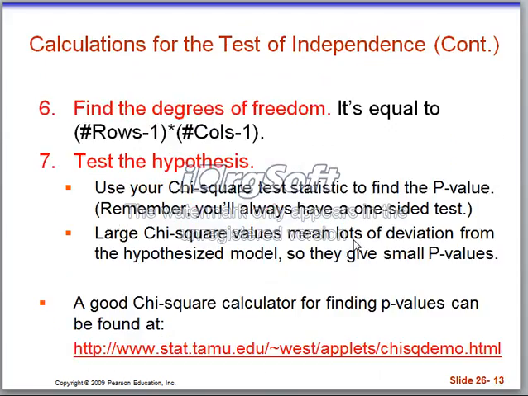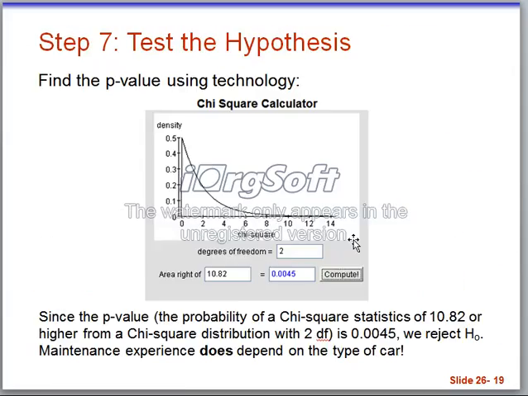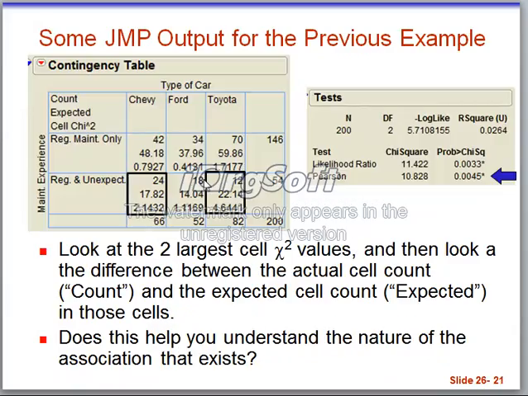So scrolling down here, let's check it on this one right here real quickly. Expected cell counts greater than 5. 48 is greater than 5, 37, 59, 17, 14, 22. This would pass. It would pass. Make sure you know all the assumptions and you know how to check them.